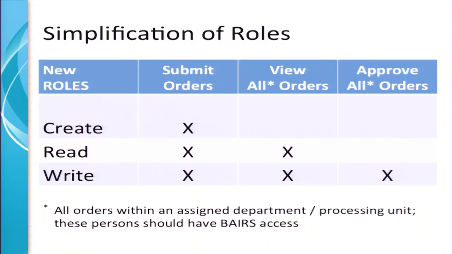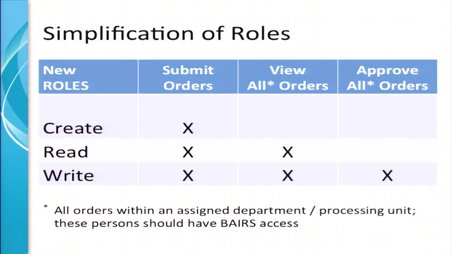And simplification of roles is something we took to heart from your comments and feedback, because we had about 13 or 14 different types of access rights that you could assign to different people in your department, which made it difficult. Sometimes a person can create, but maybe they need to see the orders within the department or view the funding within the group, but they are not able to. So we've collapsed all of it and made it very simple into only three different types of roles.